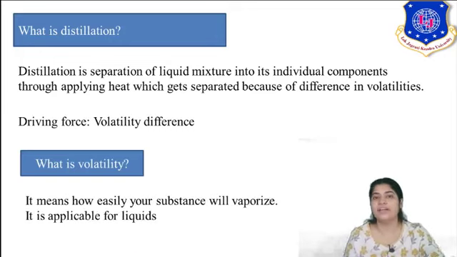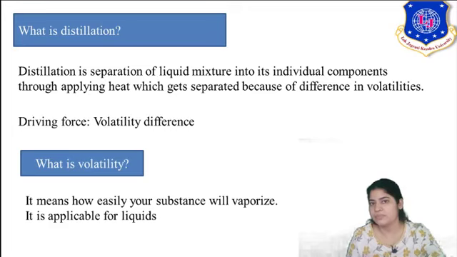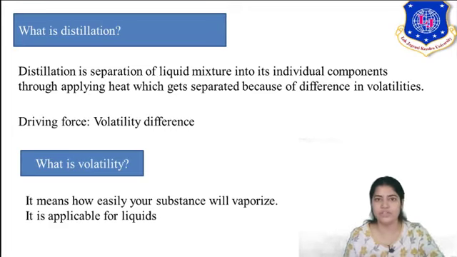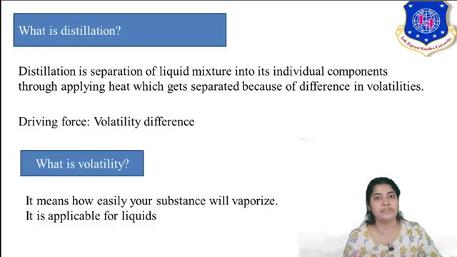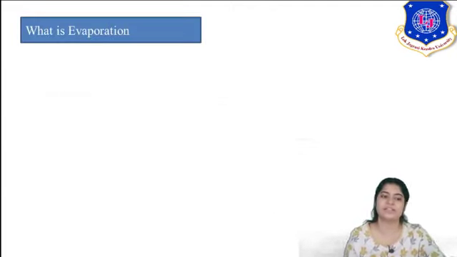Now what is volatility? Volatility means how easily your substance will vaporize. It is applicable to liquids, obviously. Don't confuse this with relative volatility. Relative volatility is relative to another component. Suppose A and B are present over here. If I am defining the relative volatility of A with respect to B, then there is a comparison between these two substances.